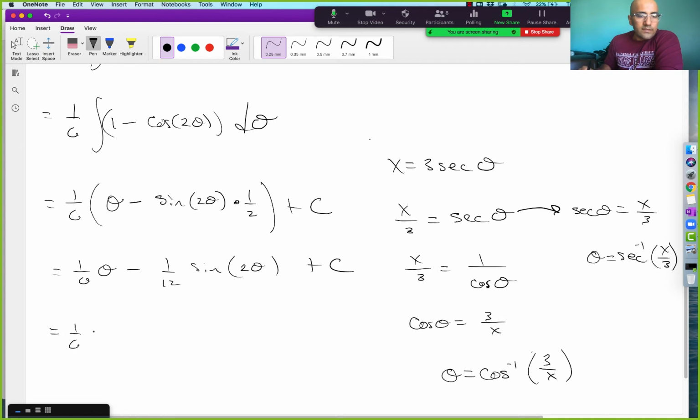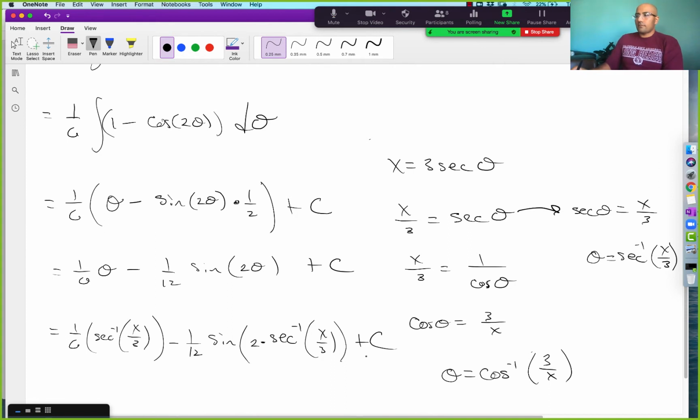Good. Okay, so all that's left is for us to replace each of these thetas with that. So this becomes 1/6 times secant inverse of x over 3 minus 1/12 sine of 2 times secant inverse of x over 3 plus some constant.